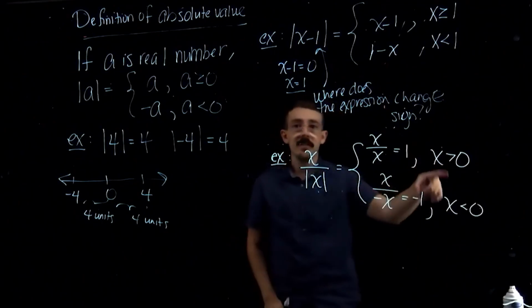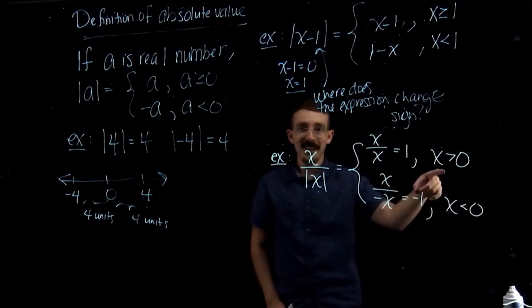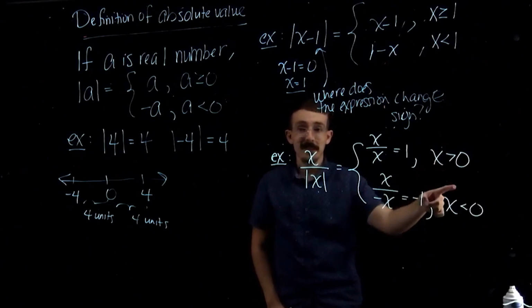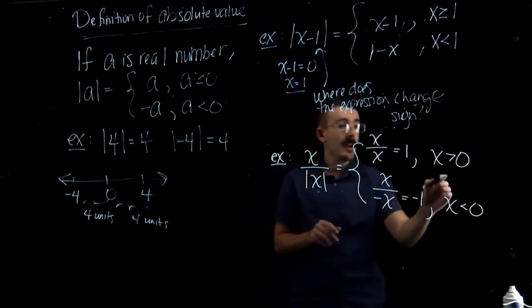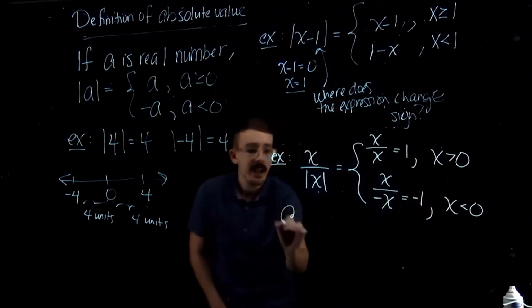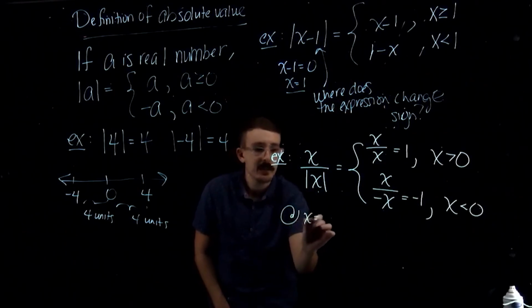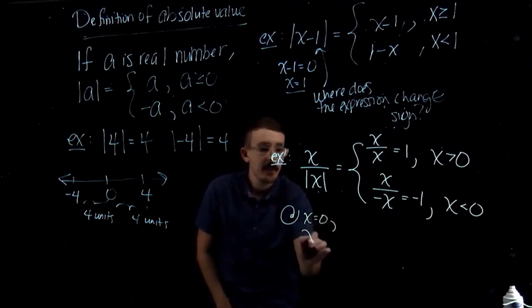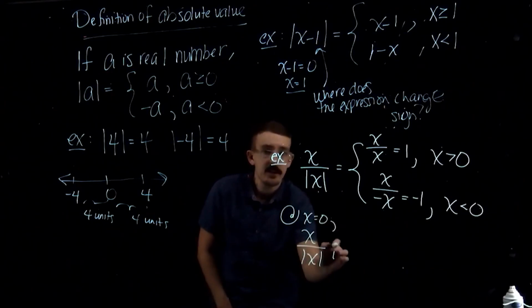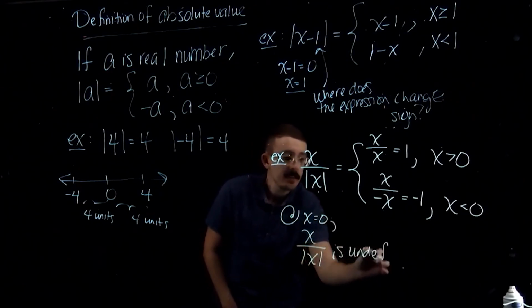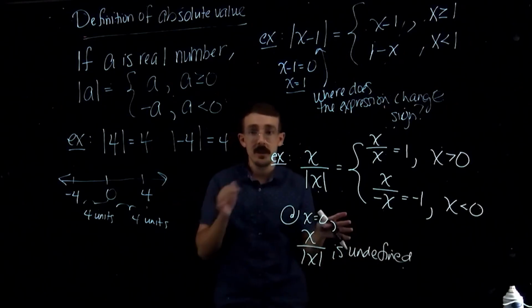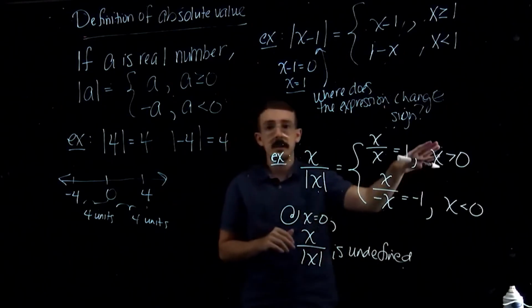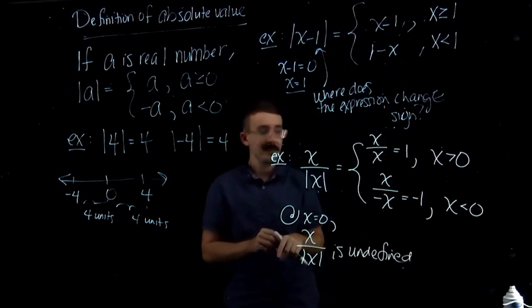You may have noticed I left off a number here in the domain, right? What am I missing? Well, I'm actually not missing anything, because you're not allowed to plug in 0. We could say at x equals 0, this is undefined. Just like I said earlier, you cannot divide by 0, so we shouldn't include 0 in the domain at all. So that's why it doesn't appear in the piecewise definition.